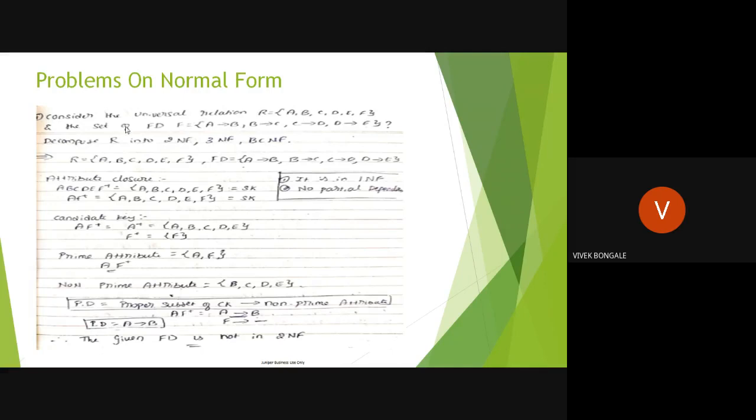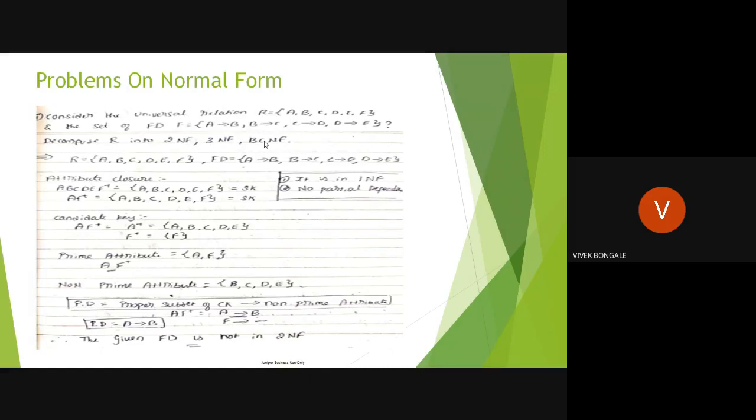But they will never ask whether the functional dependencies satisfy first normal form, because first normal form is always valid in the given functional dependencies. So they will ask us to find out second normal form, third normal form, and BCNF. Okay, so second normal form, how to find second normal form?